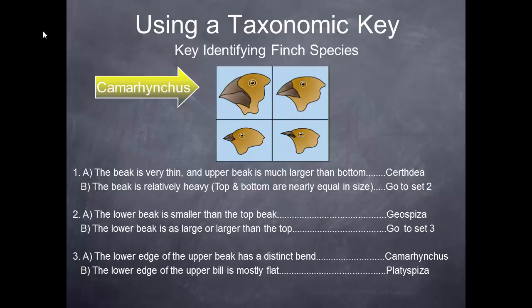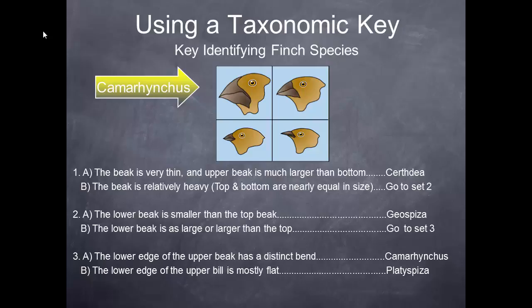This one's not so easy. So look at this bird, top right. 1. Is the beak very thin? Upper beak much larger than the bottom? Or are they about equal in size? Is the upper beak much larger than the bottom? No. They're about the same. So we go to set 2.